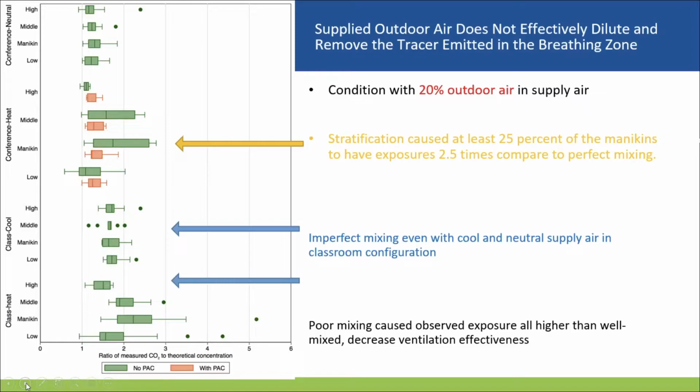When it is cooling in the classroom condition, there's also imperfect mixing even with cool and neutral supply air, and the ratio of measured concentration to the theoretical well-mixed concentration is still between 1 and 2 with 20% outside air. That indicates that with poor mixing, the observed exposures are all higher than the well-mixed concentration. So there will be a decrease in ventilation effectiveness when imperfect mixing is present in the room. Next one, please.